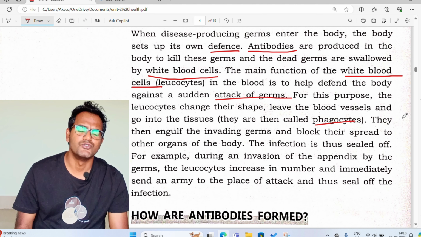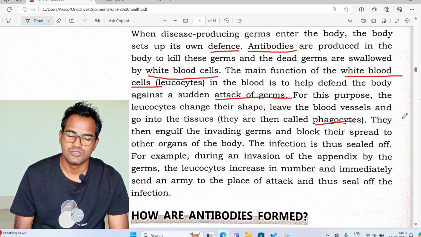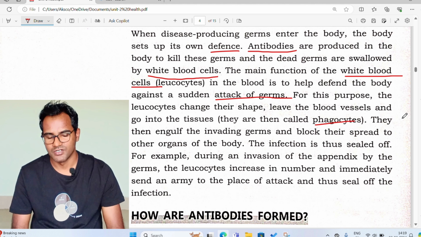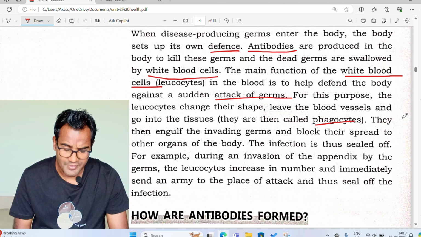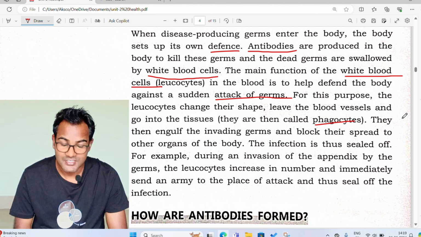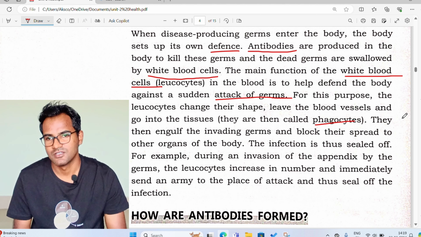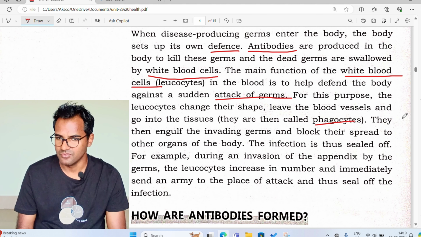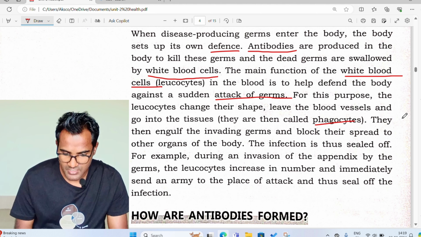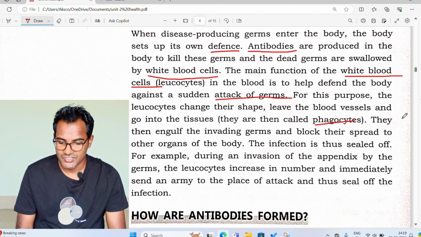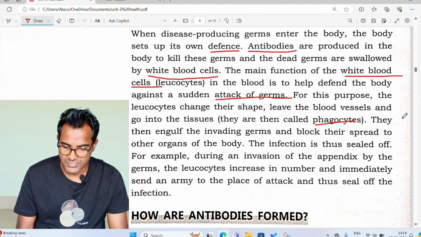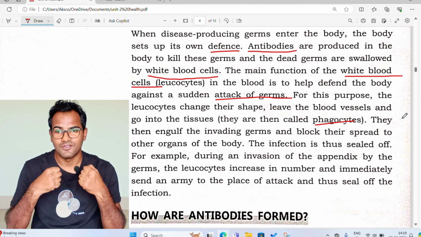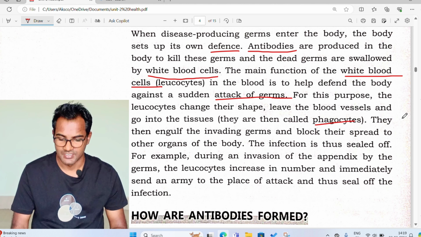Now what do you mean by the word phagocytes? Phagocyte is derived from a Greek word. Phagein means to eat and cytes means cells. So these phagocytes eat up the dead bodies. They engulf the invading germs and block their spread to other organs of the body. So these WBCs are basically the defense system of the body. They will fight.